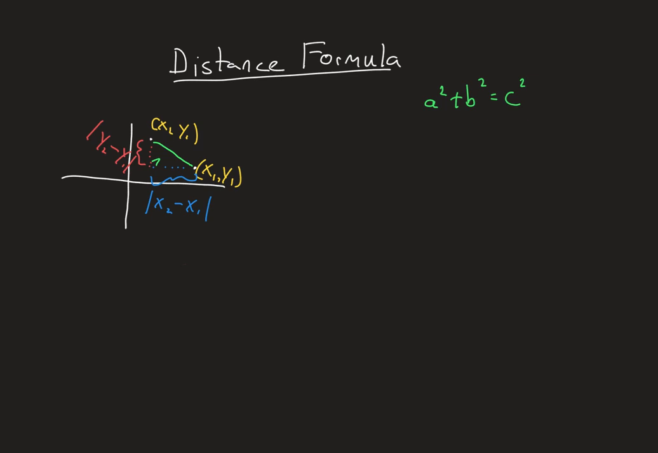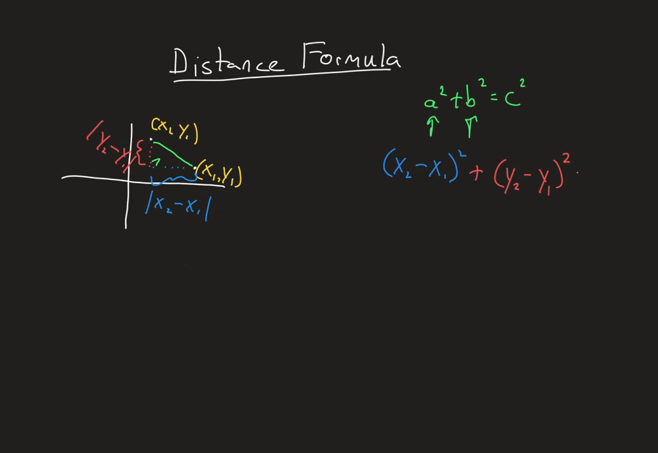Now, this will give us 2 of the sides, or the length of 2 of the sides of our triangles. So those would be A and B. So if we go ahead and plug that in, we will end up with something like this, replacing the A with x2 minus x1. Notice absolute value bars are gone because when you square it, it will automatically turn it positive anyways. And then the same thing for the b squared, just with the y values. So y2 minus y1 squared.